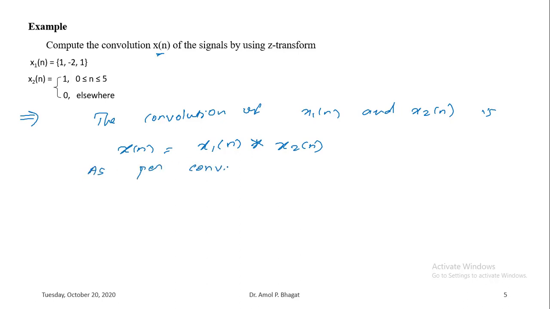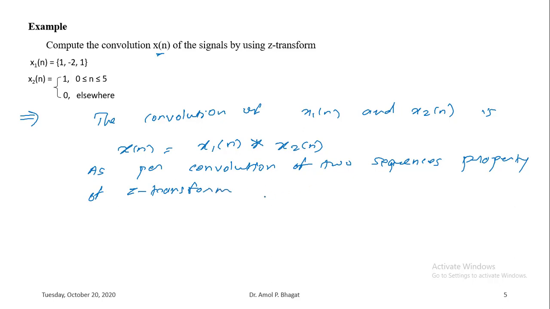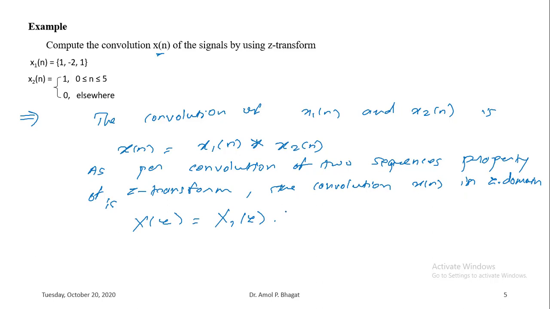As per the convolution of two sequences property of z transform, the convolution x of n in z domain is simply capital X of z equals the z transform of x1 of n, that is X1 of z, multiplied with the z transform of x2 of n, that is X2 of z. So that means we have to initially identify the z transform of x1 of n, which will be represented as X1 of z, and then identify the z transform of x2 of n, which will be represented as X2 of z. Then we'll multiply their respective z transforms.